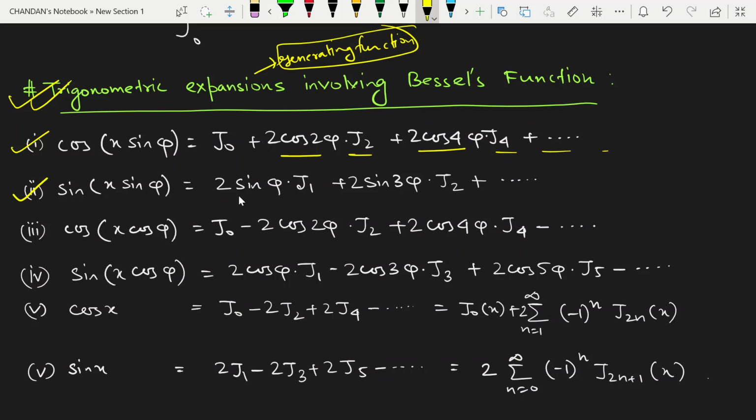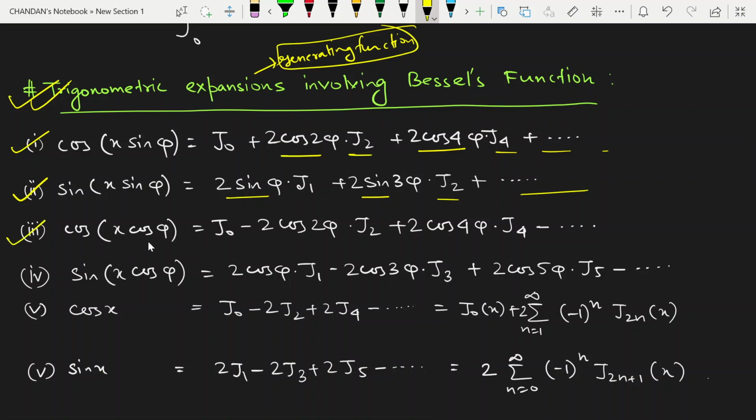This is equal to 2 sin phi J1 plus 2 sin 3 phi J3 plus and so on. So see, these cos and sin series are like the normal sine and cos series, you can say, but the series expansion is obviously different.